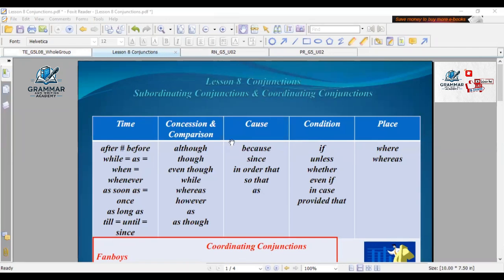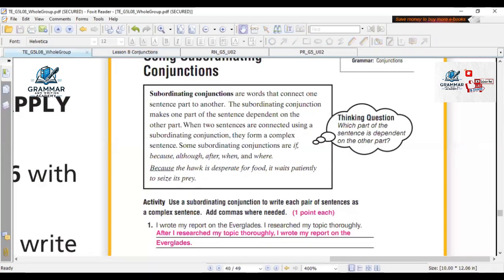So here I'll use after. But once I use after, I have to pay attention to the meaning. The sentence has to be meaningful. If I use after, I have to start with the second sentence first: After I researched my topic thoroughly, comma, you have to write all of it: I wrote my report on the Everglades.